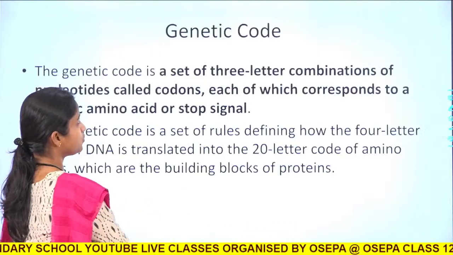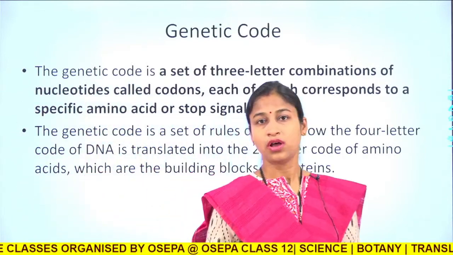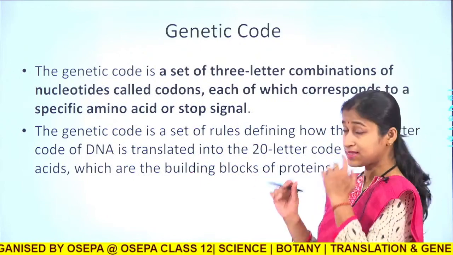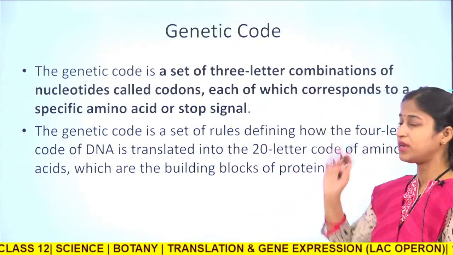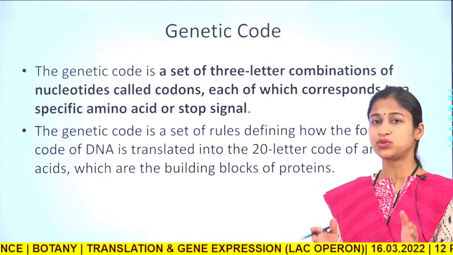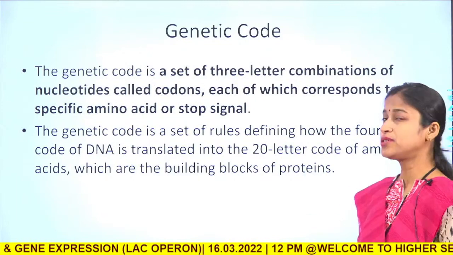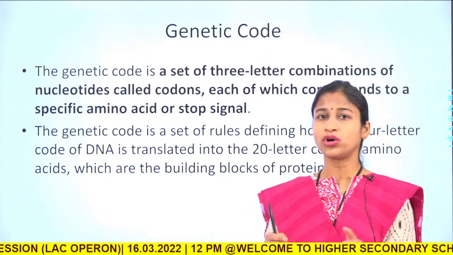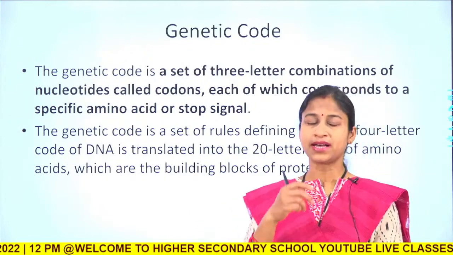So before going to translation, we have discussed regarding genetic code. Now genetic code is a set of 3-letter combinations of nucleotides which are called codons, and each of which corresponds to a specific amino acid or to a stop codon. That is what we have discussed in the last class.